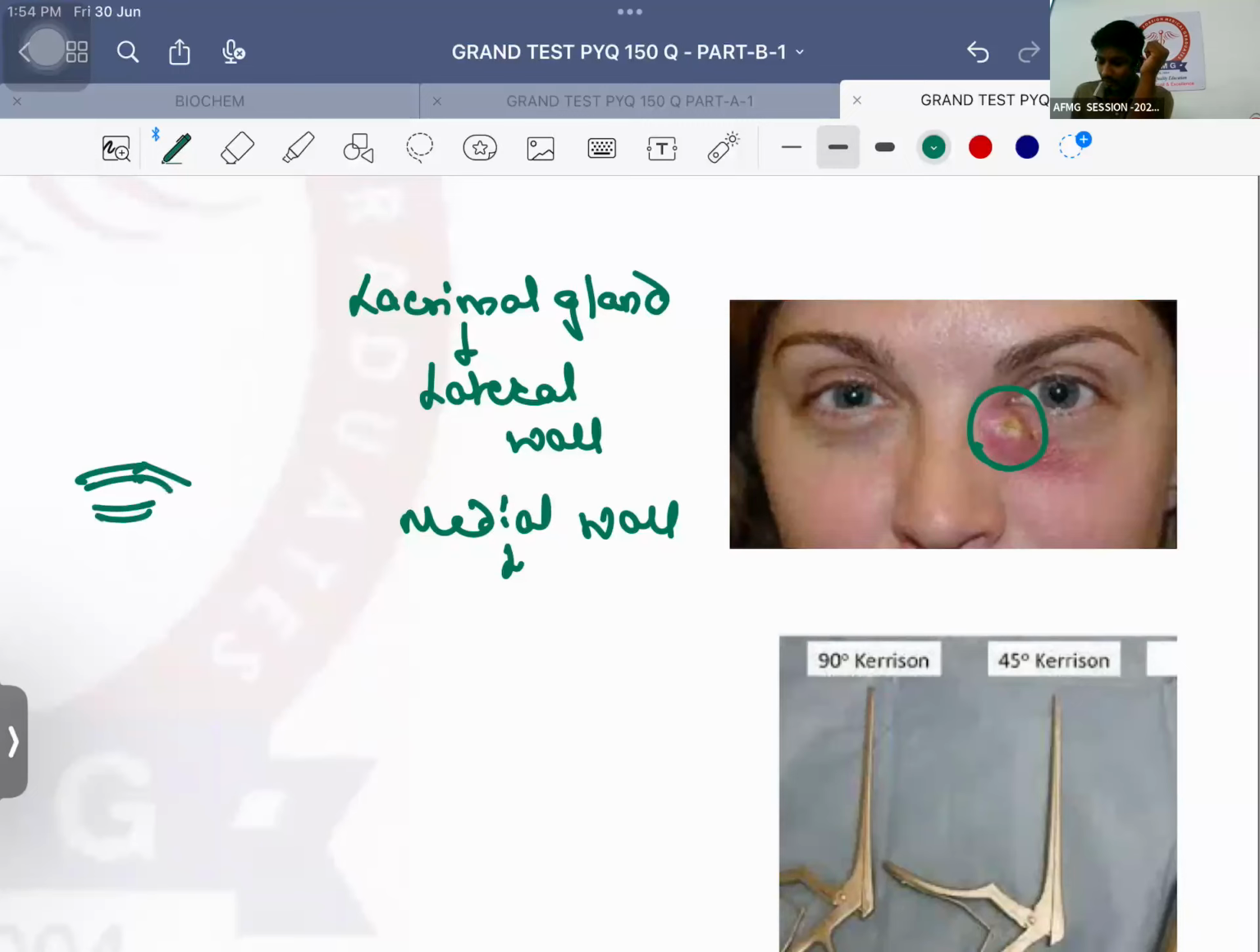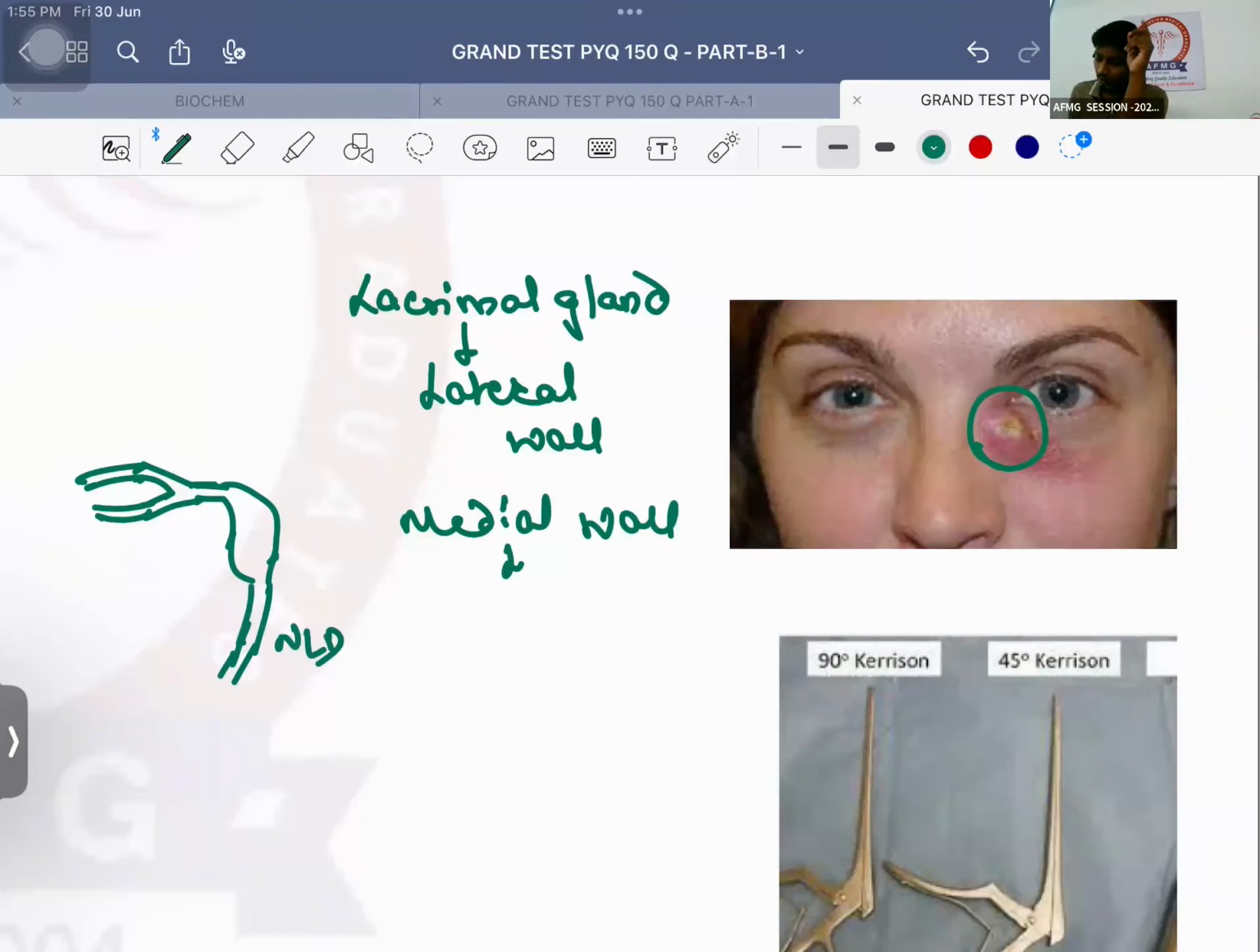They will connect and form the common canaliculus. This common canaliculus will dilate and form the lacrimal sac. And then finally it will open as the nasolacrimal duct. In which meatus? In the inferior meatus. Okay? So that is the lacrimal apparatus.